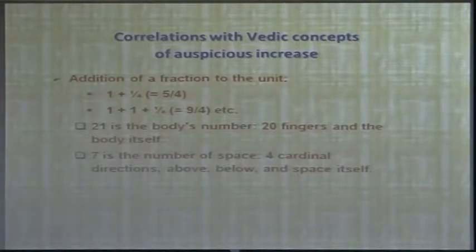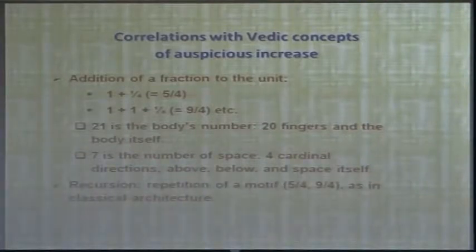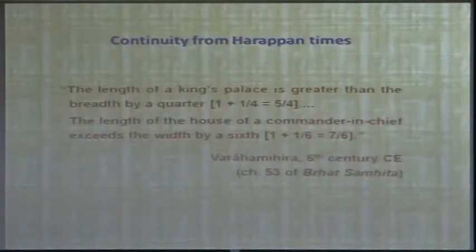7 is the number for space. Why? Because you have 4 cardinal directions. Then you have the direction above, direction below. So that is 6, plus space itself, the unit. So that makes 7. This is the kind of hints we get in the Vedic literature. And there is an insistence on repeating certain fractions, certain motifs, like 1 plus 1/4, 1 plus 1 plus 1/4, etc. This is known technically as recursion, and we are going to see it shortly in classical Indian architecture.